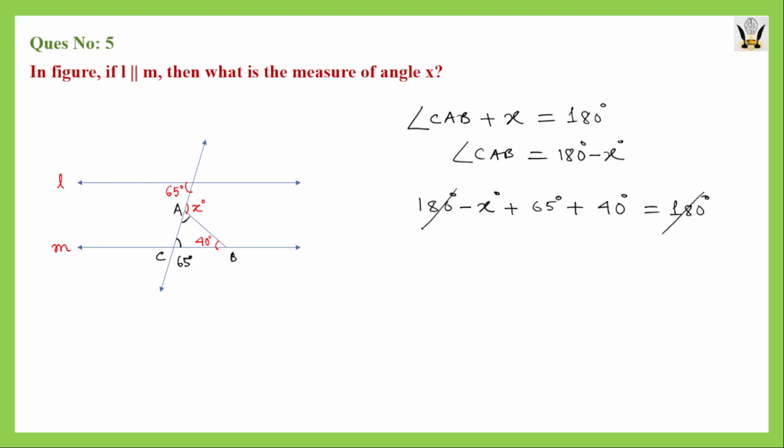So these two are equal, so they will cancel each other. And now if we take X to the other side, then X will be how much? 65 plus 40, which again is 105 degrees. So that is what we obtained when we applied the property of the triangle directly.